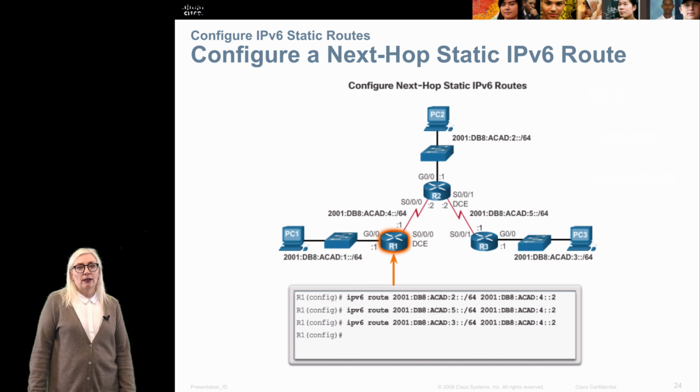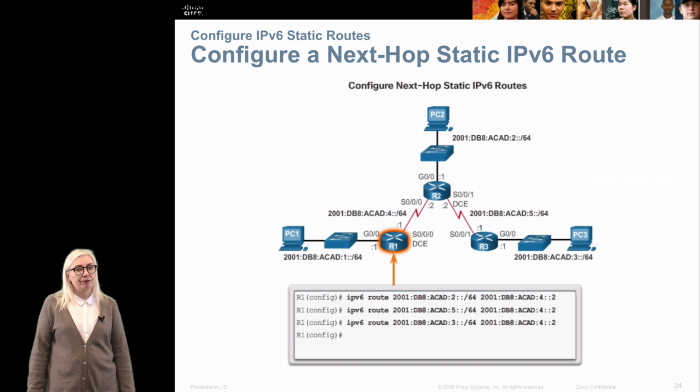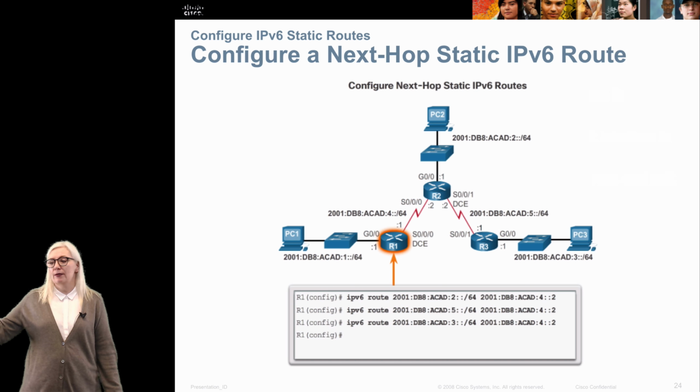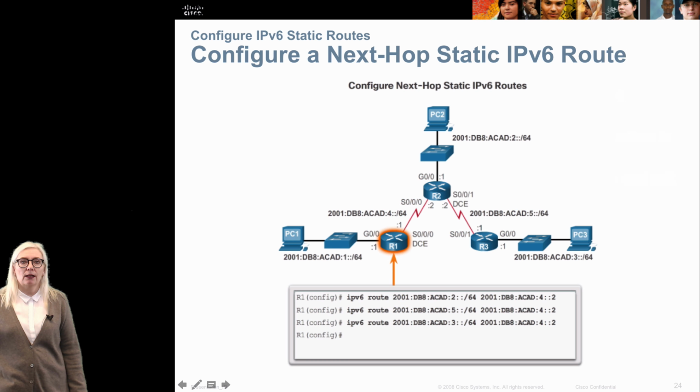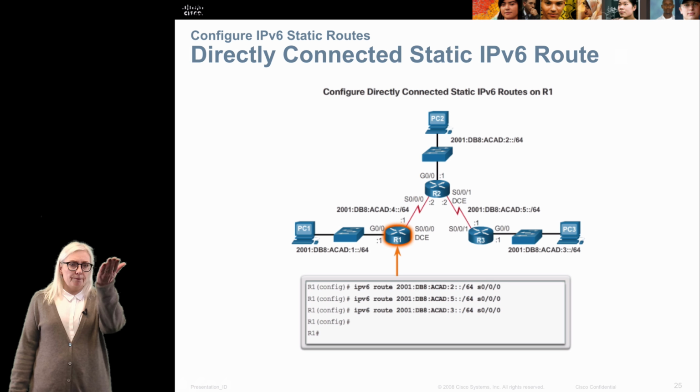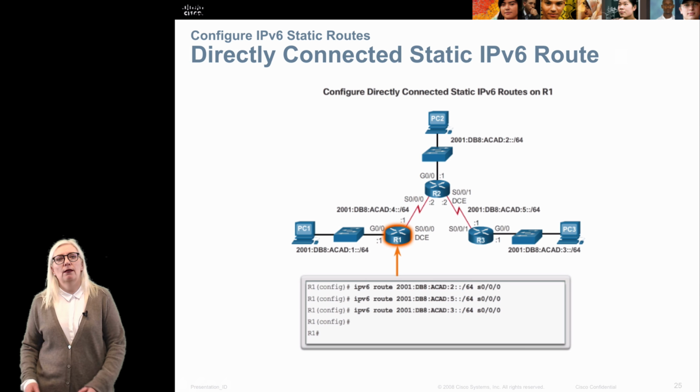Here is an example. If I want to go to these 3 networks from router number 1, then I can make a default route or a static route to these. In this case here, it's done by setting it up with the exit interface. This address down here is the exit interface, or the next hop IP address over here. Or same thing here, we can do it with the exit interface.